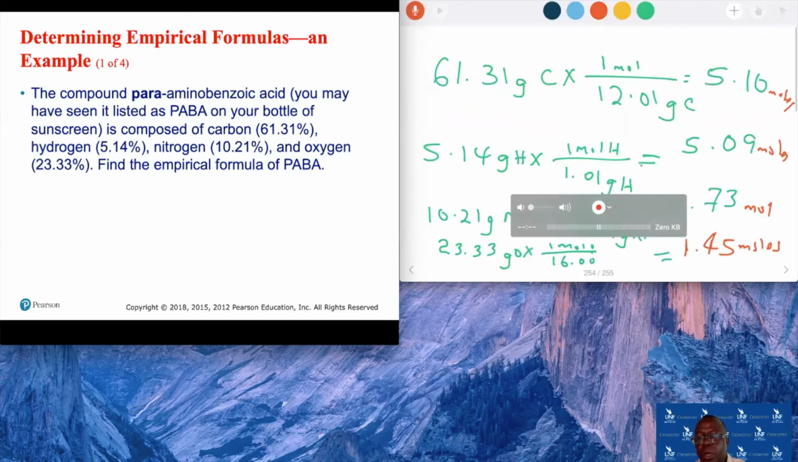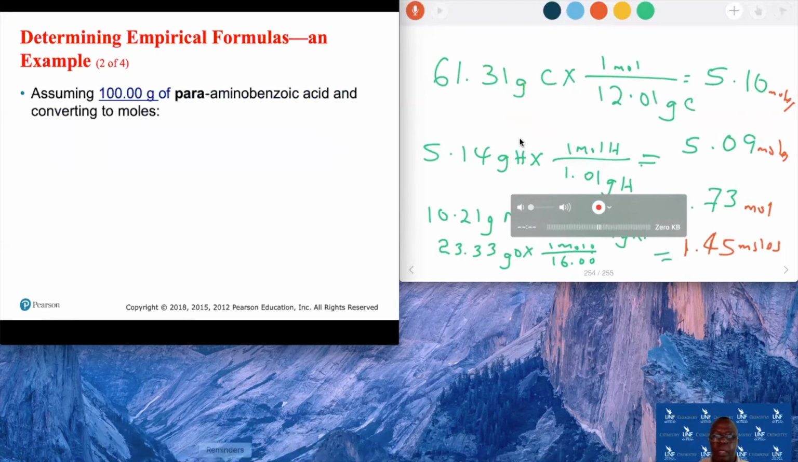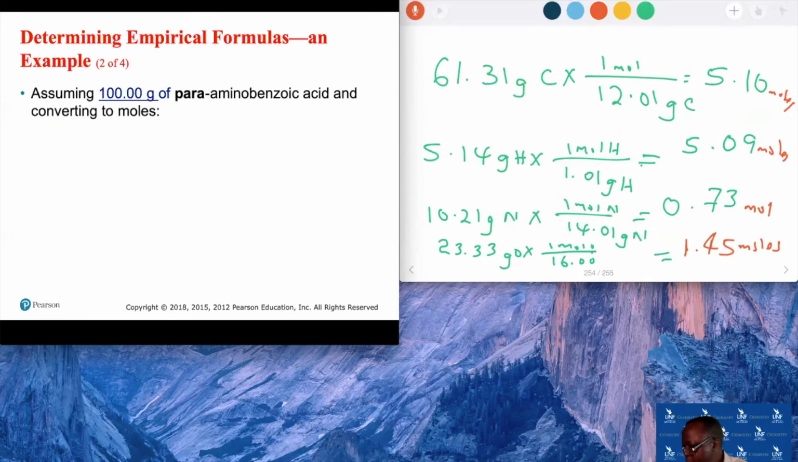Let's go back to the example I have here and ask, what is the smallest number? I see it is 0.73. So this is our smallest number here. We divide by itself, we end up with 1. So if I divide by 0.73, so if I have here 5.09 divided by 0.73, I get 6.97.